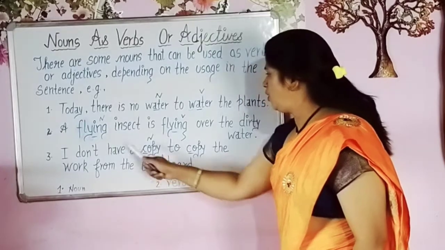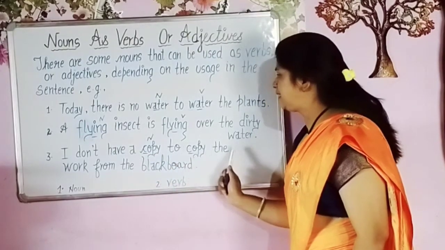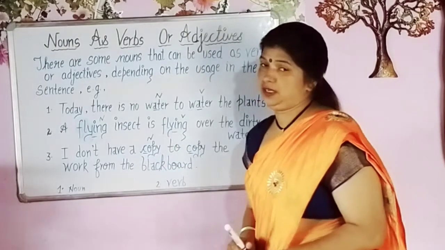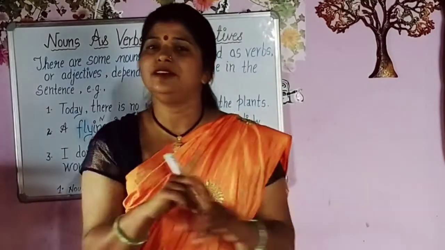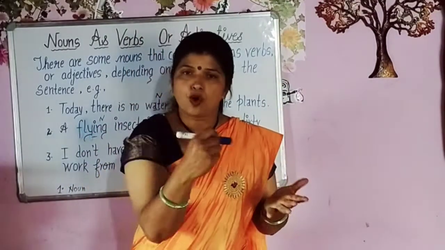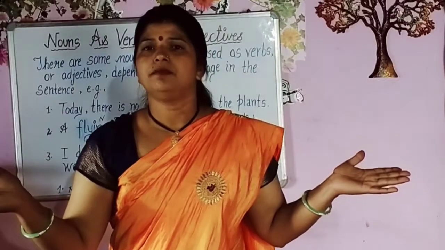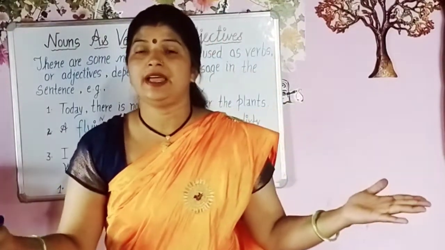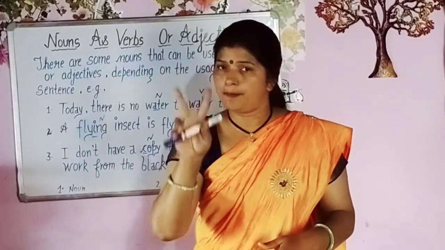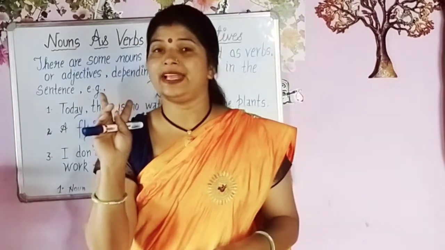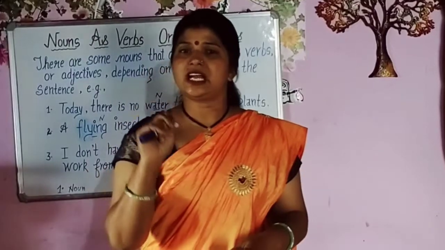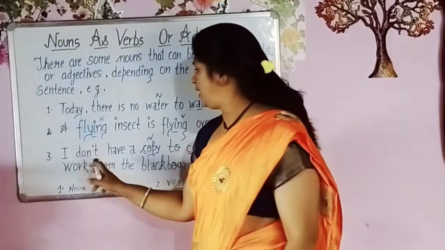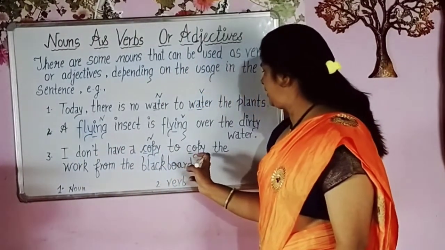Okay. I don't have a copy to copy the work from the blackboard. It means I don't have any notebook or copy to copy from the blackboard. Blackboard से कुछ उतारने के लिए मेरे पास copy नहीं है. So, the word copy is used twice, but their meanings are different in the sentence. First one is noun and the second one is verb.